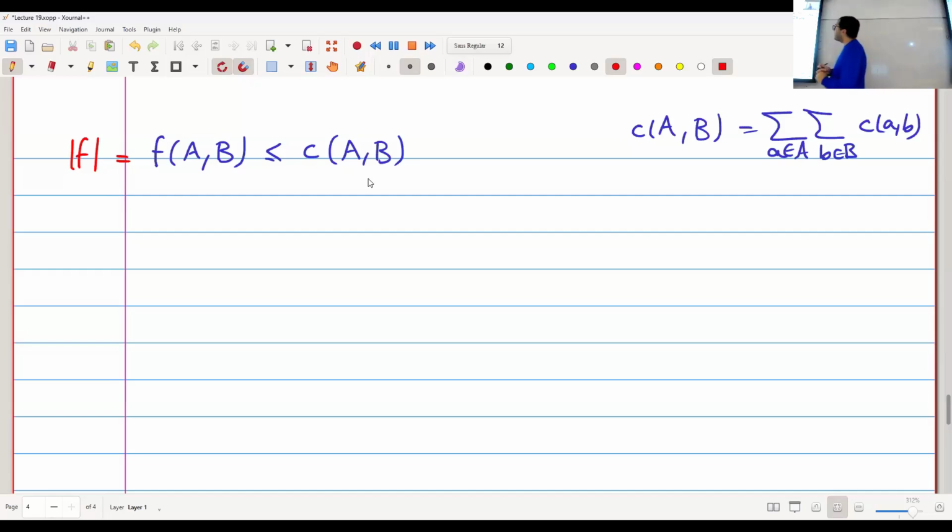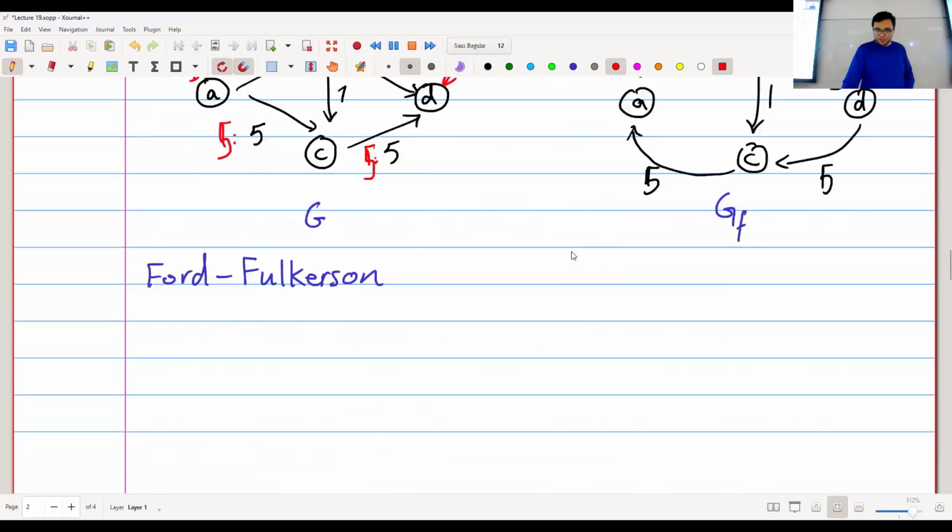But one way I can prove my flow is optimal is if I find the cut where the capacity of this cut is exactly equal to the amount of my flow. Because for this particular cut, I know that every flow should be less than or equal to the capacity of this cut. And now I have a flow that is equal. So I cannot have more than this. So I want to find the cut whose capacity is exactly the amount of flow that I have.